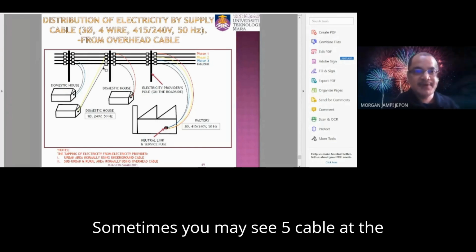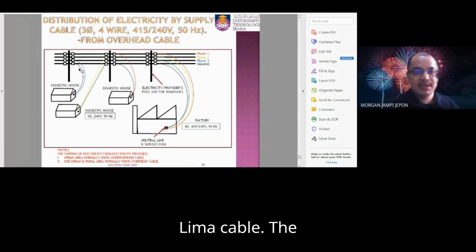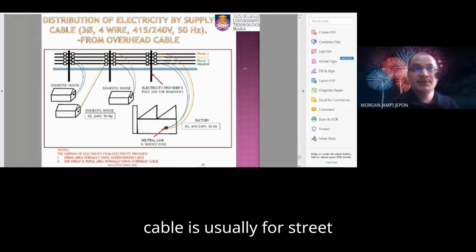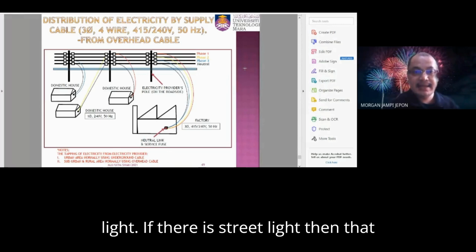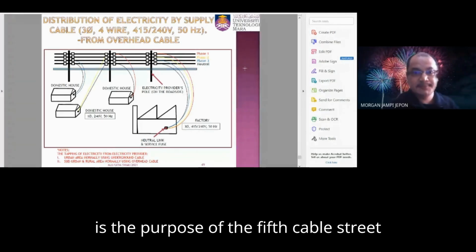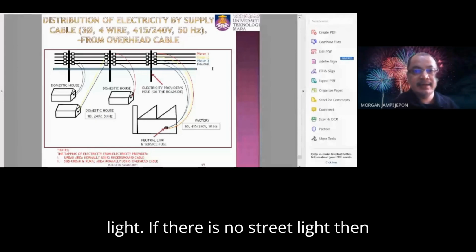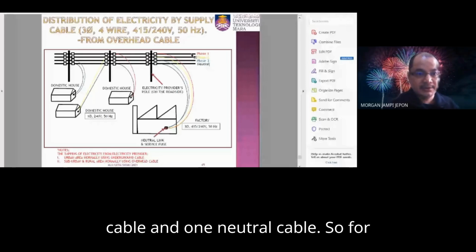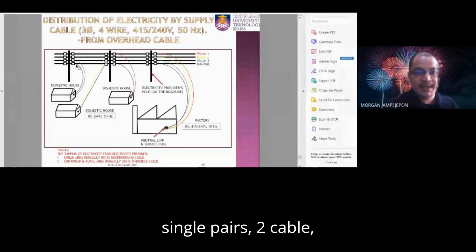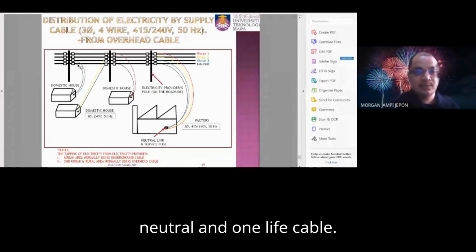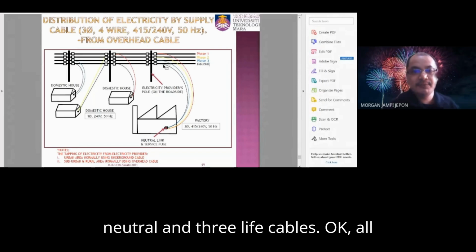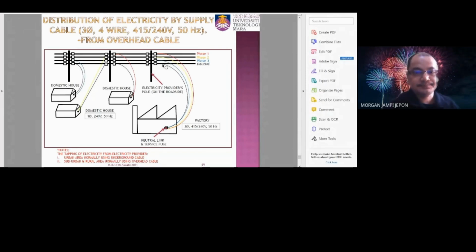Sometimes you may see 5 cables. The fifth cable, under the neutral cable, is usually for street light. If there is a street light, then that is the purpose of the fifth cable. If there is no street light, then there are 4 cables, 3 live cables and 1 neutral cable. For a domestic house, the connection is single phase, 2 cables, neutral and 1 live cable. For a big house like a small factory, it uses 4 cables, 1 neutral and 3 live cables.